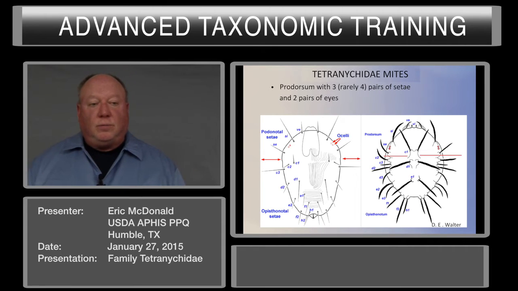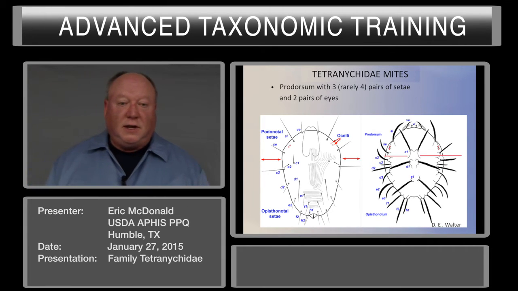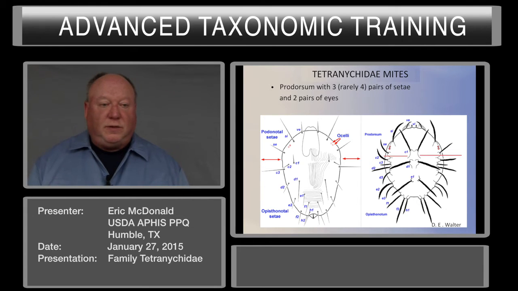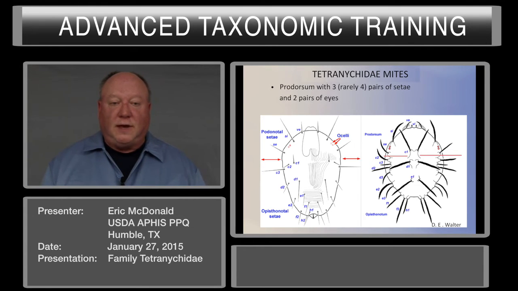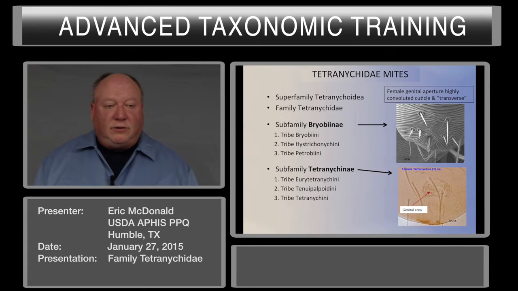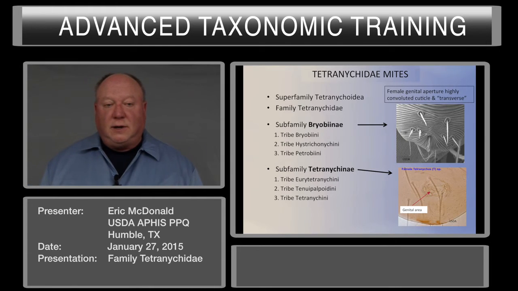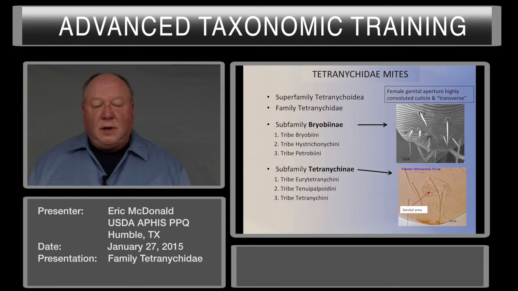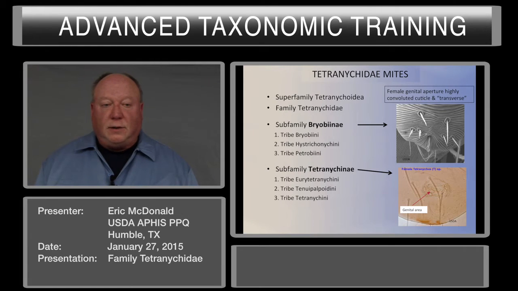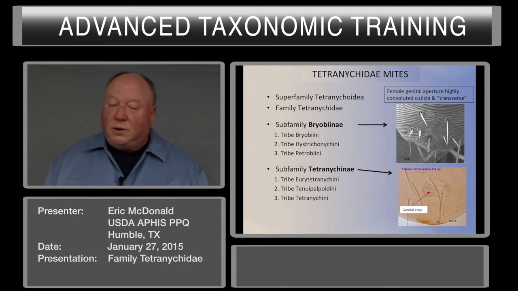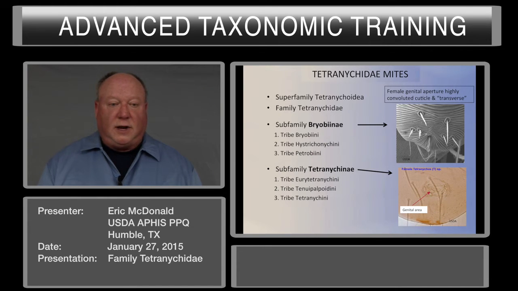The prodorsum normally has 3 pairs of setae and 2 pairs of eyes. The hysterosomal setae can vary from 12 to 10. The Tetranychidae is separated into 2 subfamilies, the Bryobiinae and the Tetranychinae. Each subfamily consists of 3 tribes. The 2 subfamilies can be separated by examining the empodium and the genital anal setae. Notice the convoluted transverse striae on the ventral side of the genital aperture. That tells you you've got a female.